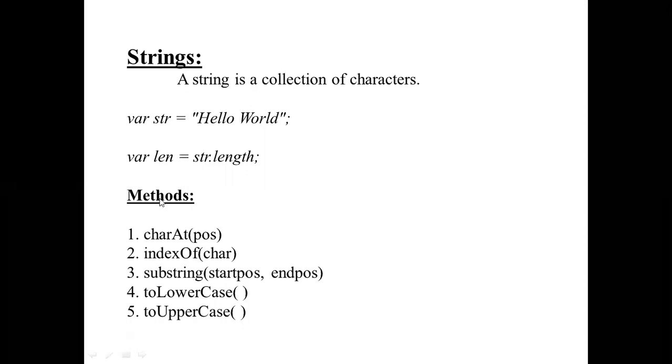Next, there are some more methods on string objects. charAt(pos) returns the character at the specified position. indexOf(char) returns the position of the given character in the string. Suppose charAt(1): it returns the character at position 1, with indexing 0, 1, 2, 3, 4, 5. So 1 means here E. So the character at position 1 is E.